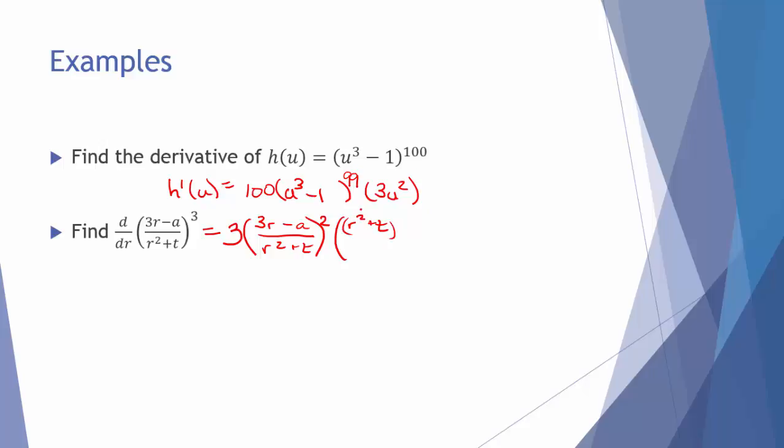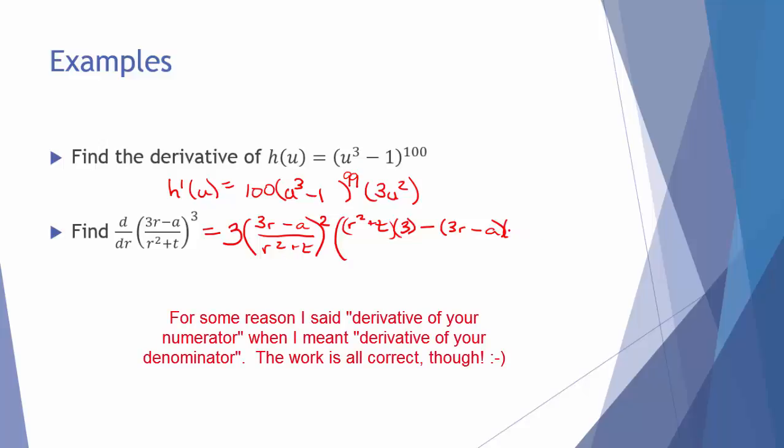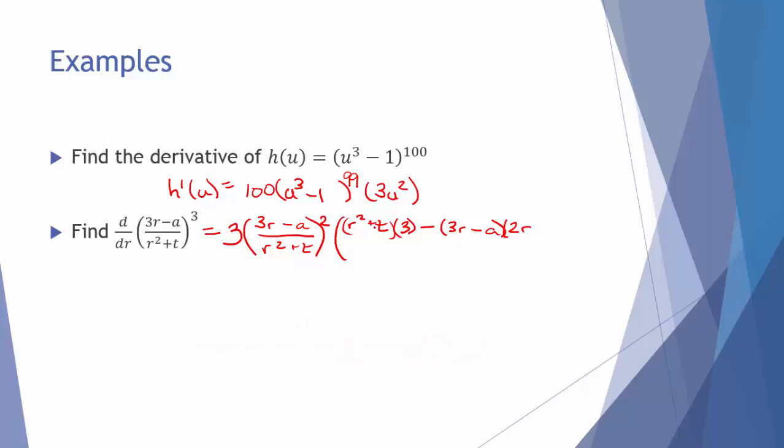times the derivative of the numerator. So again, keep in mind, r is your variable. So the derivative of 3r is 3, and the derivative of a is 0. So that's the derivative of your numerator, minus your numerator, 3r minus a, times the derivative of your denominator. The derivative of r squared with respect to r is 2r, and the derivative of t with respect to r is 0. All over the denominator squared.